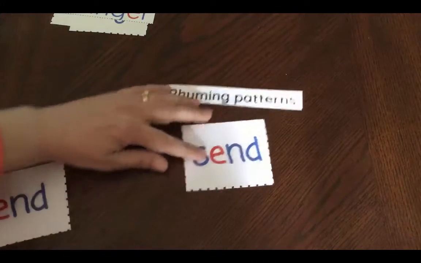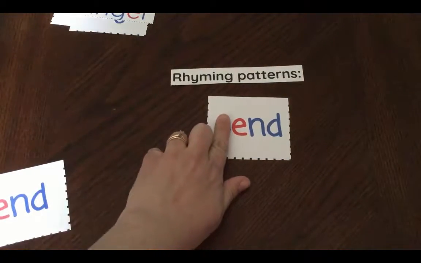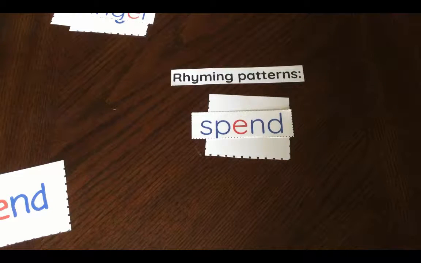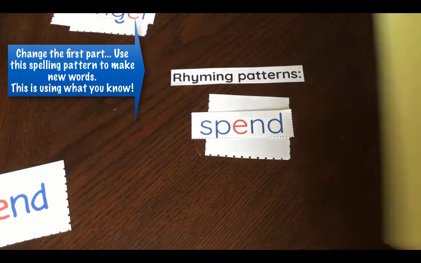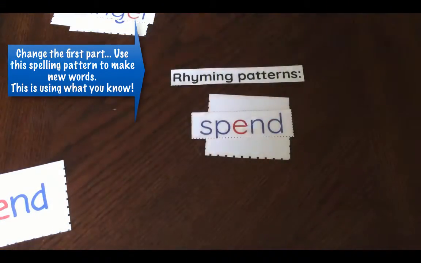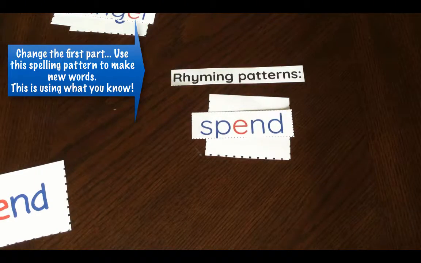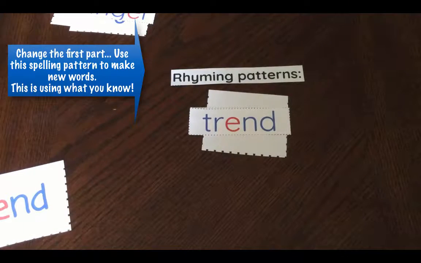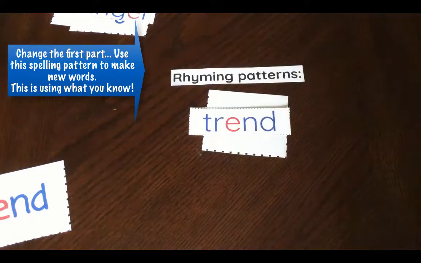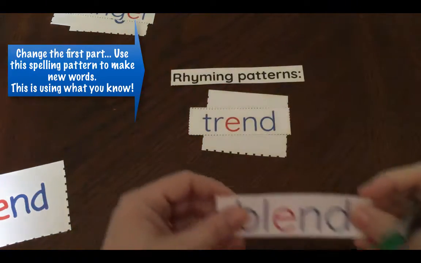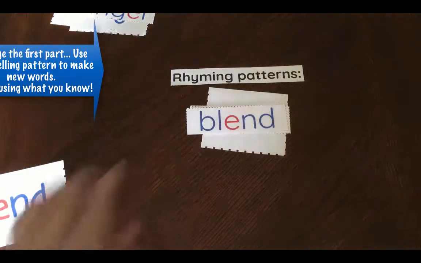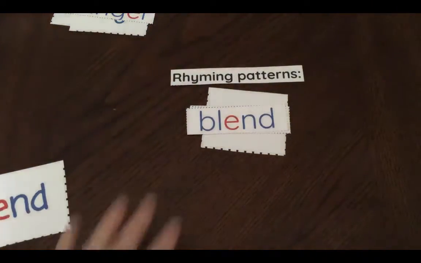Now, if I go back to the idea of send, again, I can change the first part, and send can become spend. Please make sure that you're adding these words to your list. I can change spend to trend. There's a new trend in fashion. Or change to blend. I know I can blend sounds together to make new words. So these are the rhyming patterns to think about.